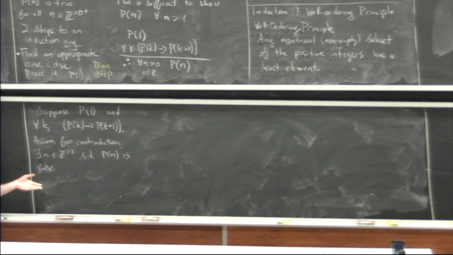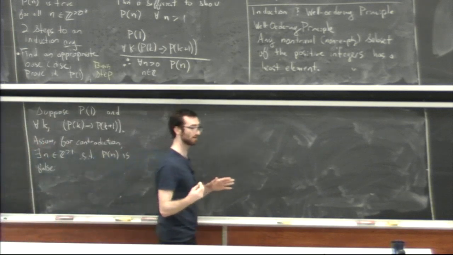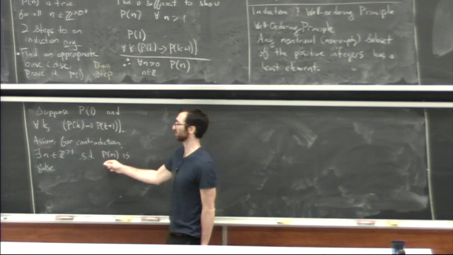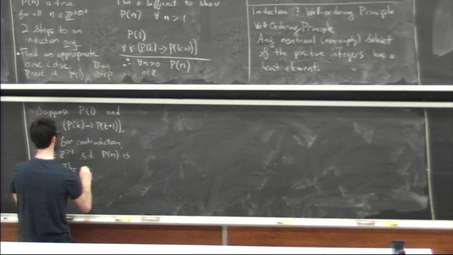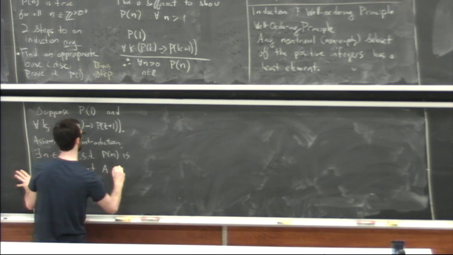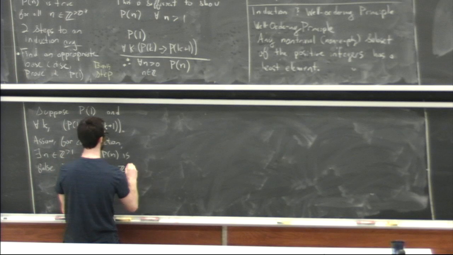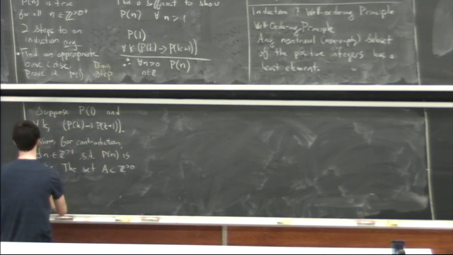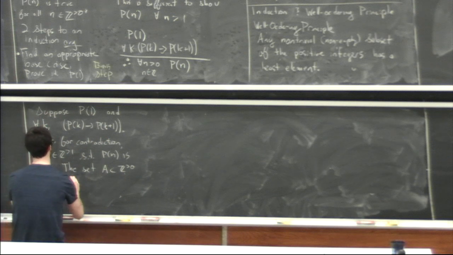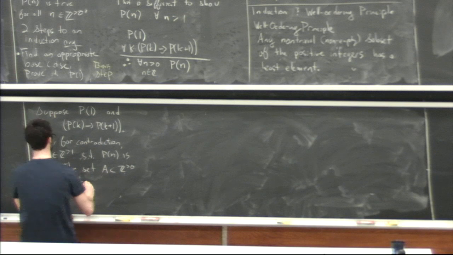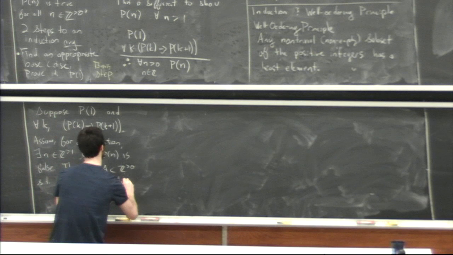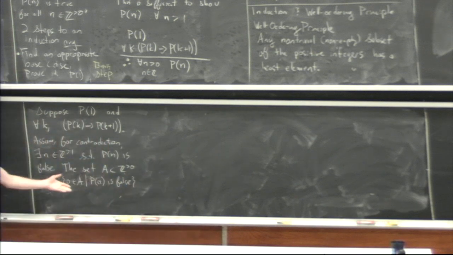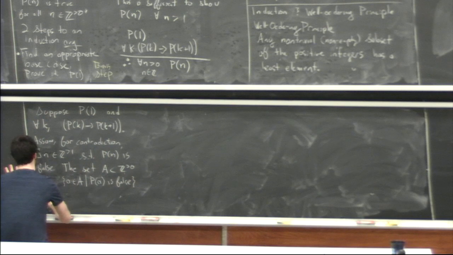Then if there exists some n such that P of n is false, then the set A contained inside the integers greater than 0, consisting of those a in A such that P of a is false, is some non-trivial set. It is not empty.